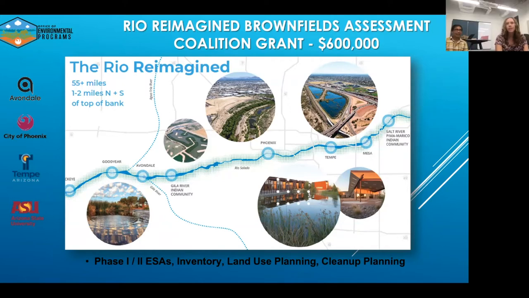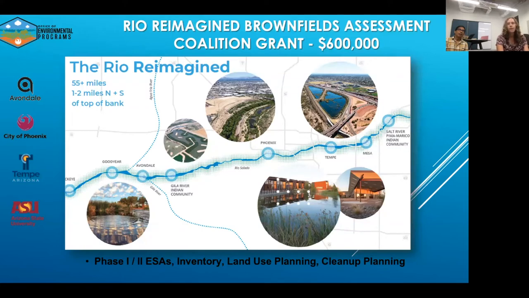The Rio Reimagined was an initiative sparked by the late Senator McCain, to really transform the river areas from an area that had been neglected over the years, to improve them and restore the river areas and make it a public gathering space. And so there's 8 river communities along this stretch of the river, and 3 of them are involved in our coalition grant. So we have Avondale, Tempe, and City of Phoenix as the lead for the grant.